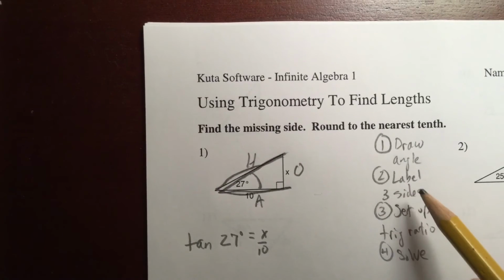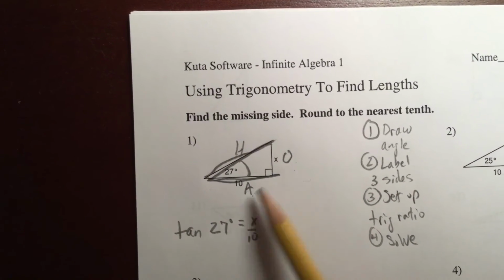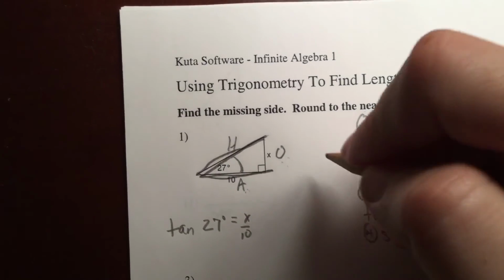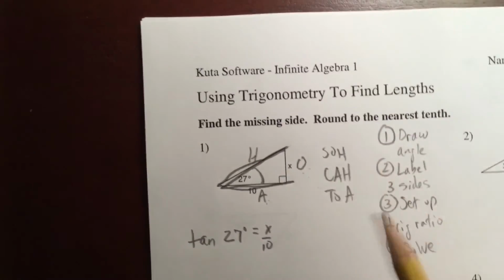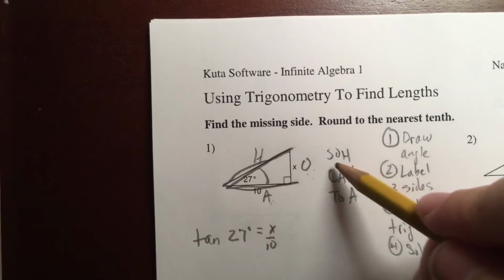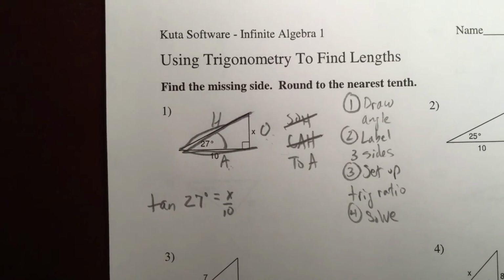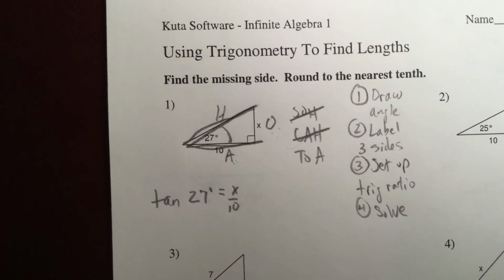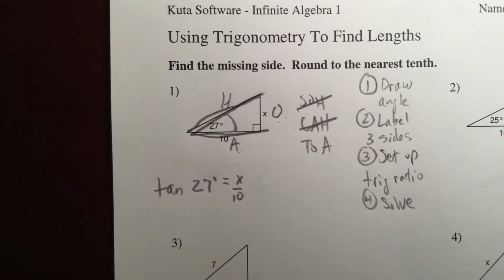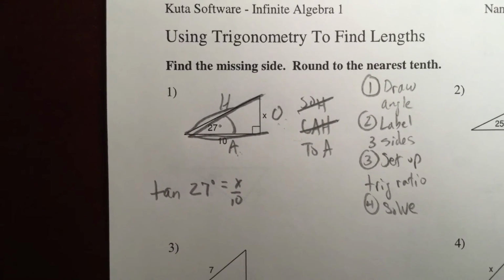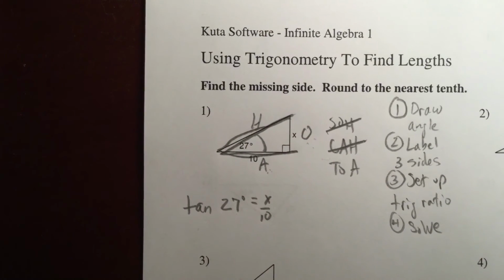So now that I've labeled the 3 sides, I want to set up my trig ratio. O and A are what I have information for. And to repeat my SOHCAHTOA, since I have no information for H, the 2 trig ratios with H in them are not the ones we're using. So I know it's a tangent question. The tangent of my angle equals O, which is X, over A, which is 10. So the tangent of 27 equals X over 10.